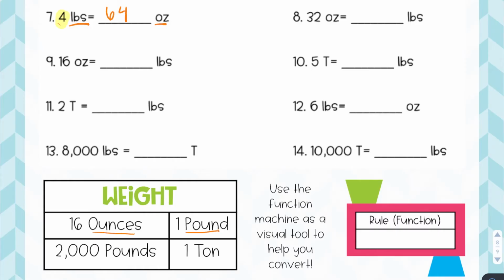Alright, for number 9, I have 16 ounces and I need to know how many pounds that is. Well, if I look back at my weight conversion chart, I see that 16 ounces is equivalent to 1 pound, so it already gives it to me. Go ahead and pause the video and try the next problem.